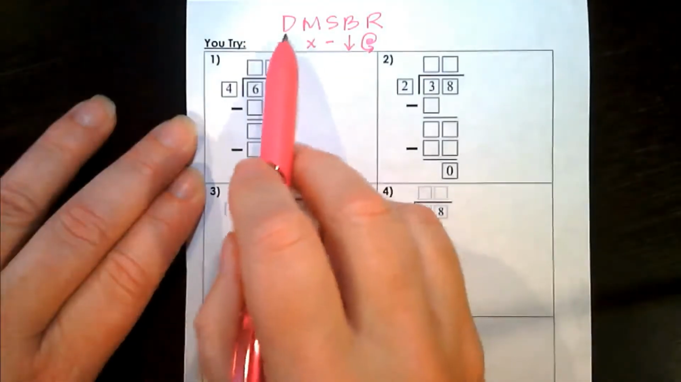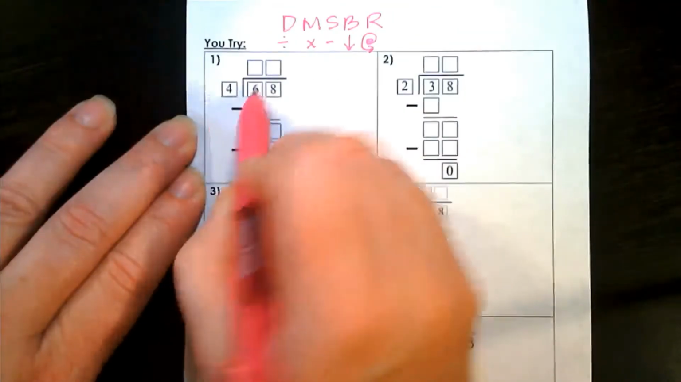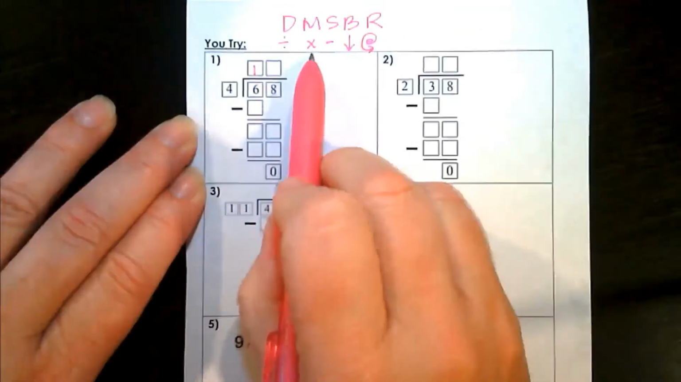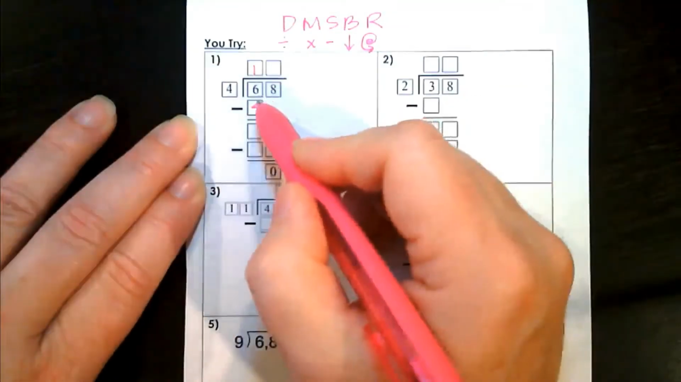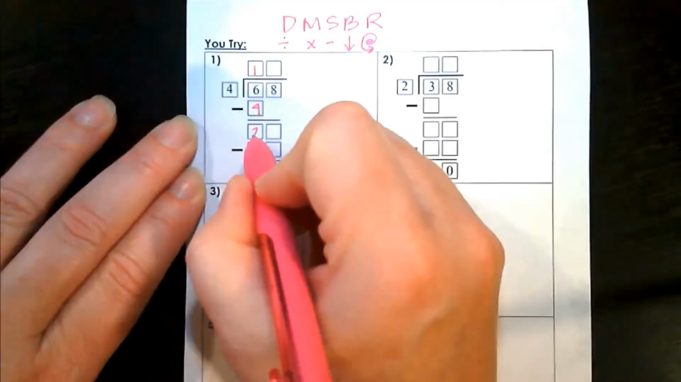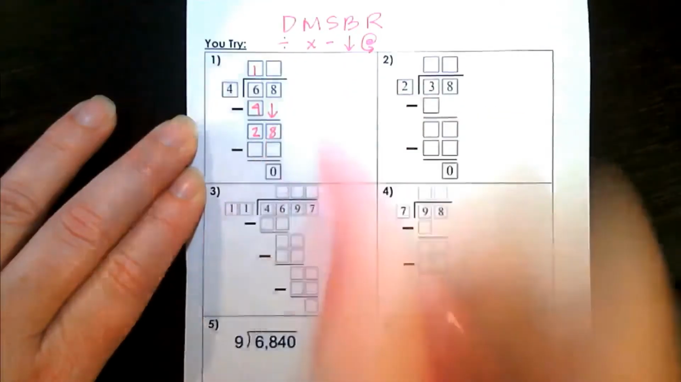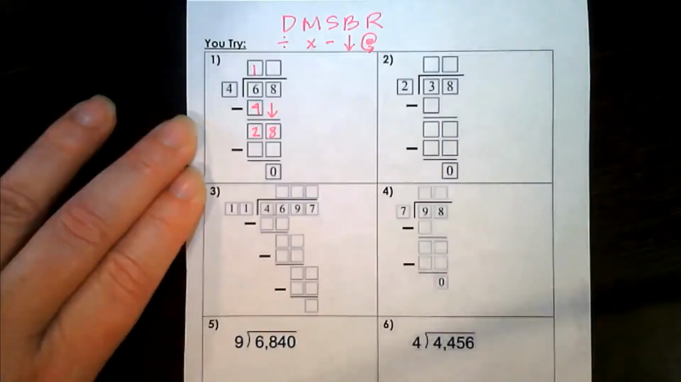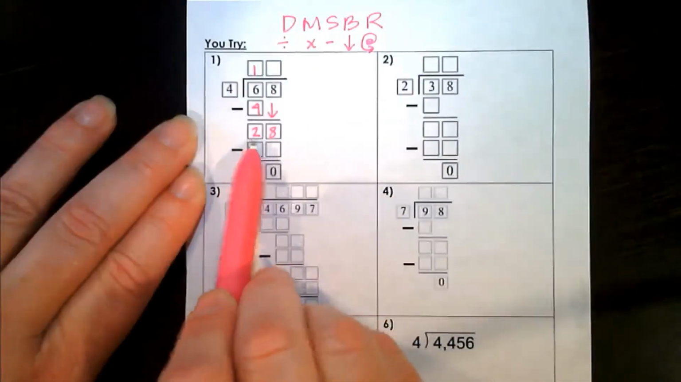So remember, we always start with the first division. Divide first. 4 goes into 6 1 time. Multiply. 1 times 4 is 4. Then we subtract. So that's a 2. And then we bring down the next digit in the dividend. And then we repeat it. So we're going to divide now.